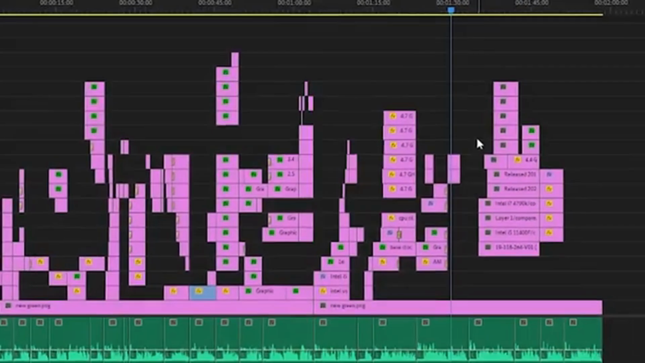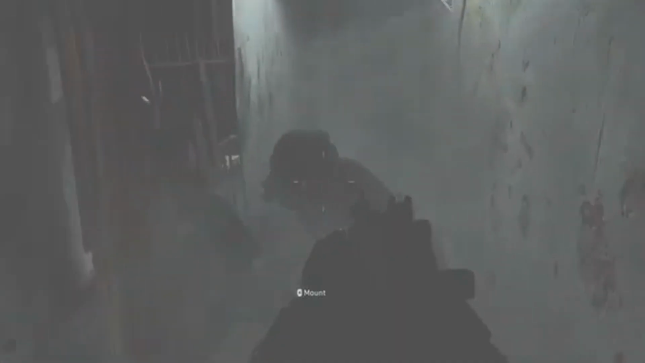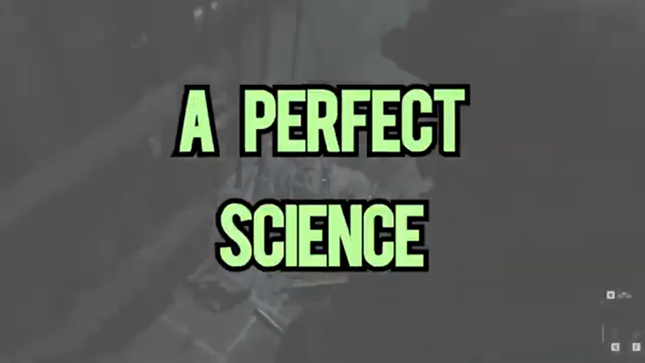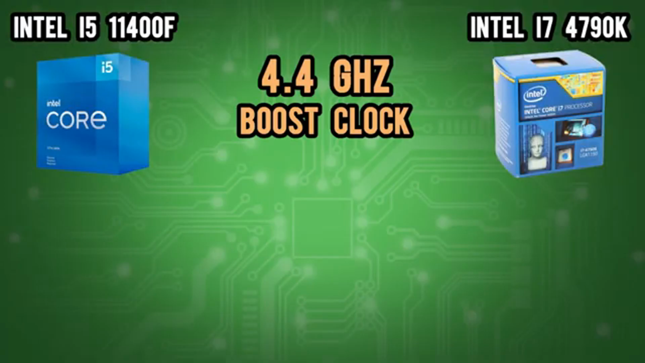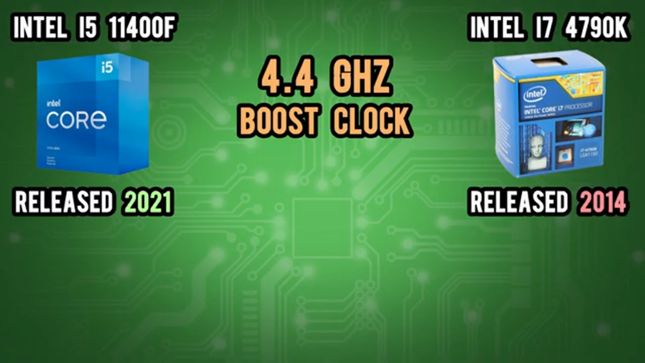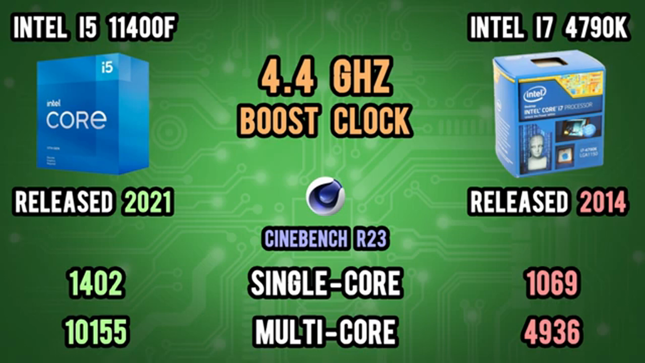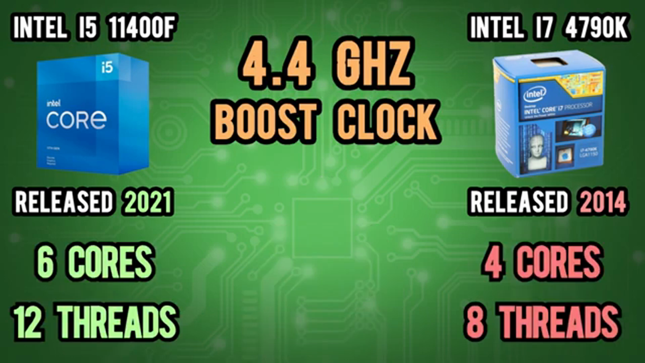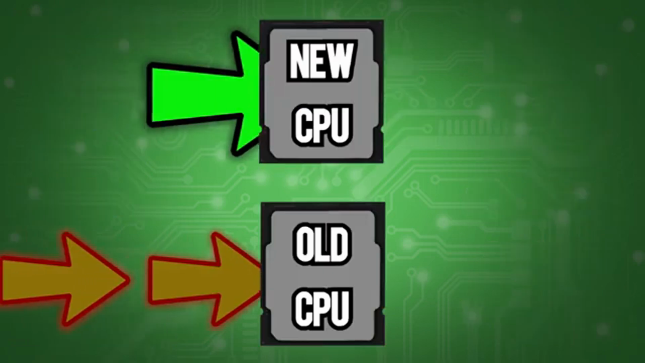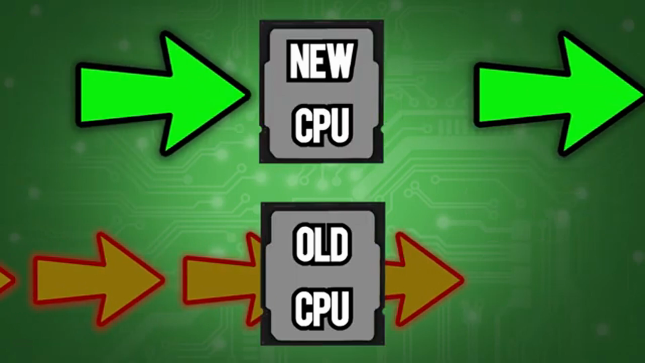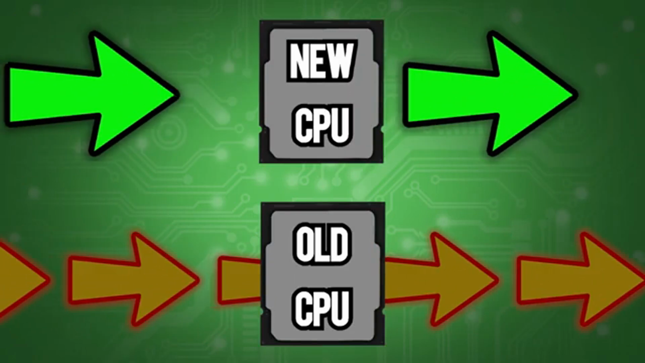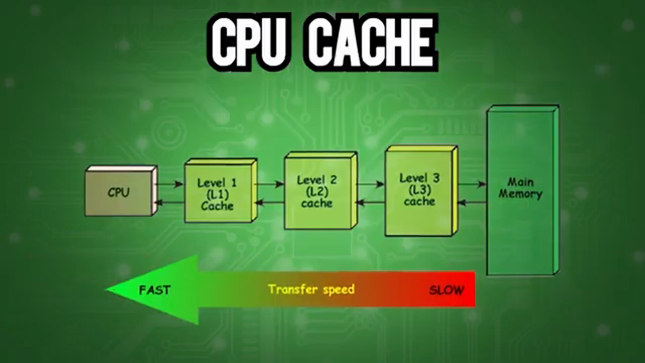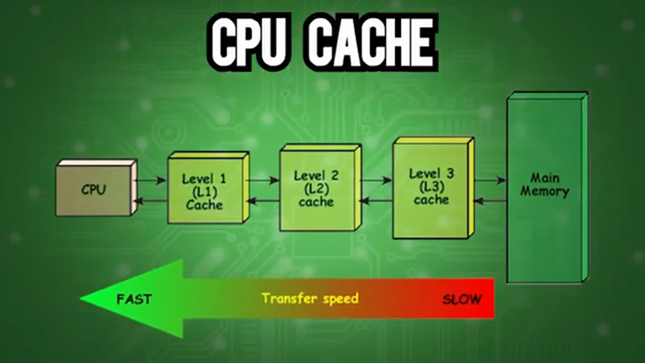A CPU running at 4 gigahertz made 10 years ago will be greatly outperformed by a modern CPU with the same clock speed. This is not only due to the more cores and threads we mentioned earlier, but other improvements like efficiency. These newer processors require fewer cycles to execute the same instructions. Efficiency is greatly increased with CPU cache. This is used to decrease the time and energy to access data. So the bigger the cache, the better the performance.